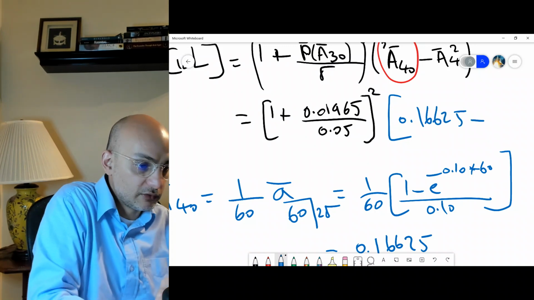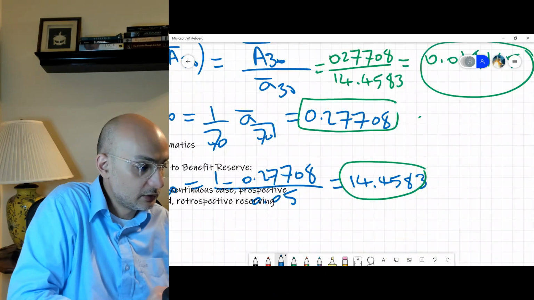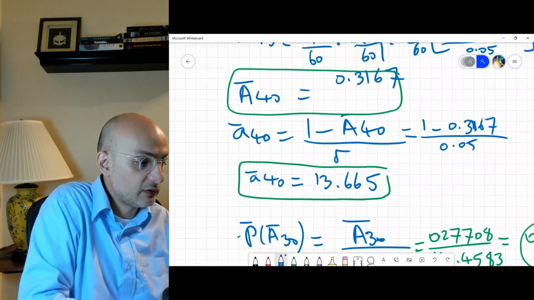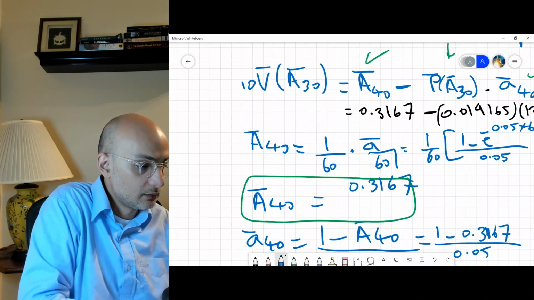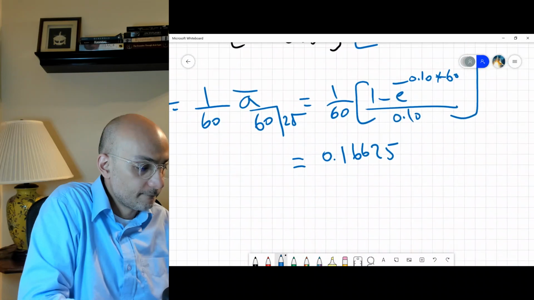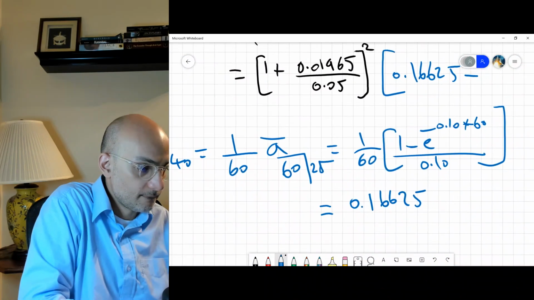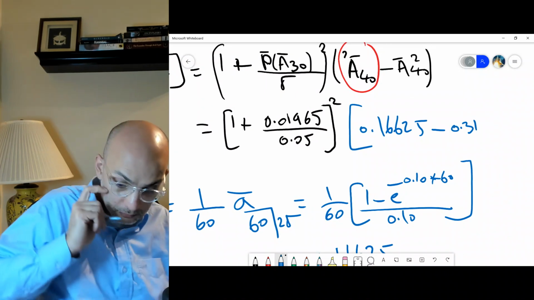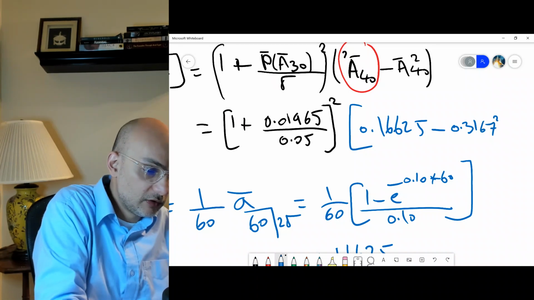Now this becomes here 0.16625. We subtract from it A40, which we already calculated earlier. We go back to the A40. Capital is 0.3167, we raise it to 2.